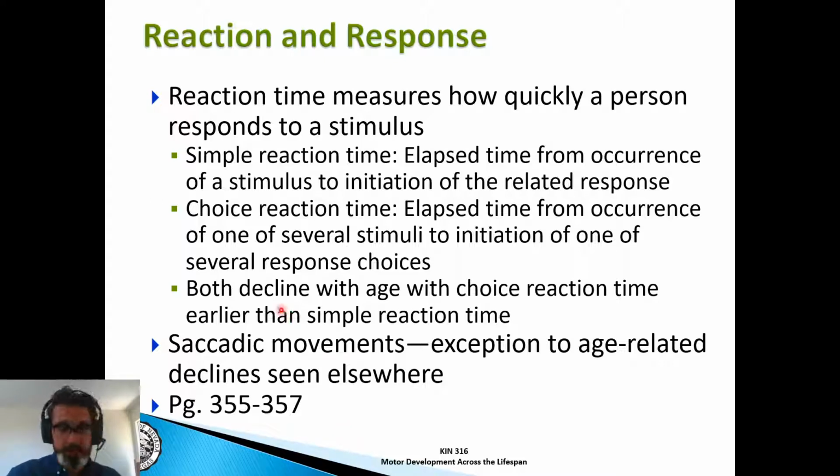Whereas simple reaction time is basically very binary, yes, no, on, off. Saccadic eye movements are an exception to the age-related declines seen elsewhere. Fortunately, our ability to track objects through space, or to move our eyes, is still something that is preserved in age. And that's important because you really need your eyes to go to a target, anticipate where things are going, and track objects to dynamically move through space.